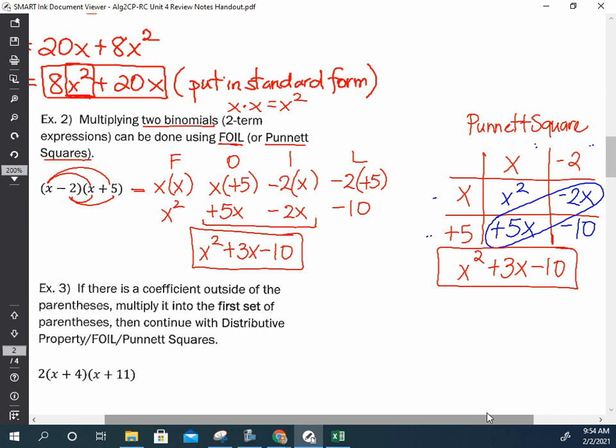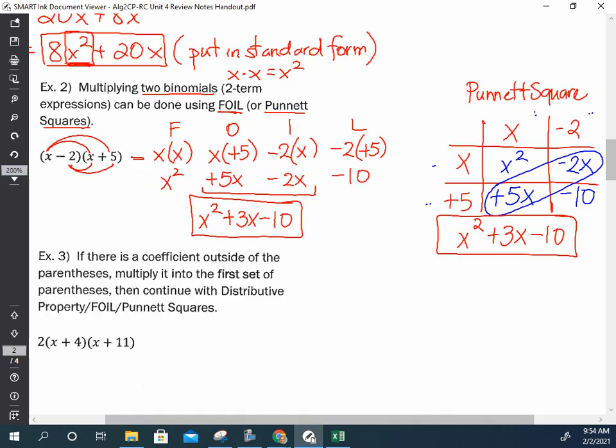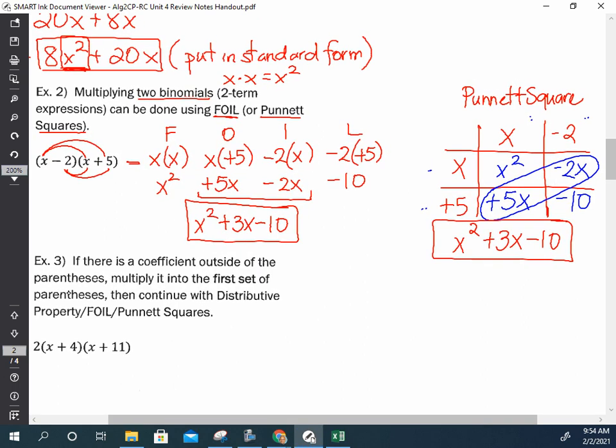So again, which way you do it, I personally don't have a preference. As long as you show your work so I can see what you did, then I personally don't care which way you do it. Questions, example 2.